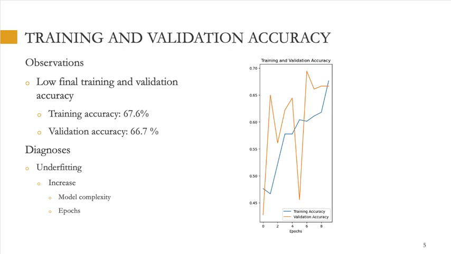From this plot and the final results, you can see that this is a case of underfitting, and to improve the performance, I plan on increasing model complexity as well as increasing the number of epochs.